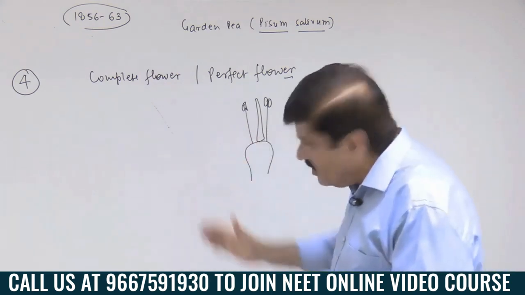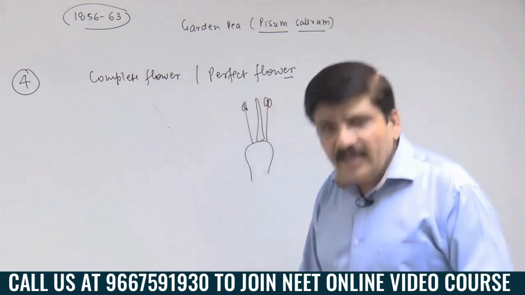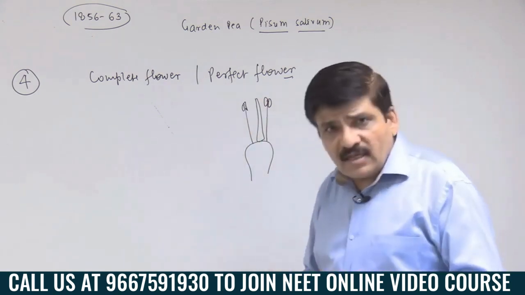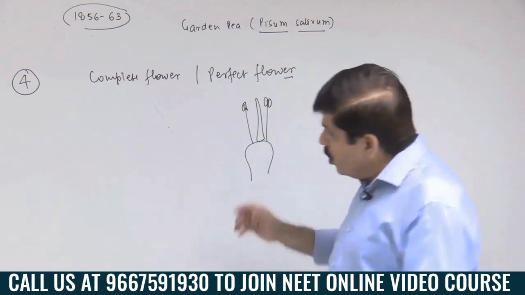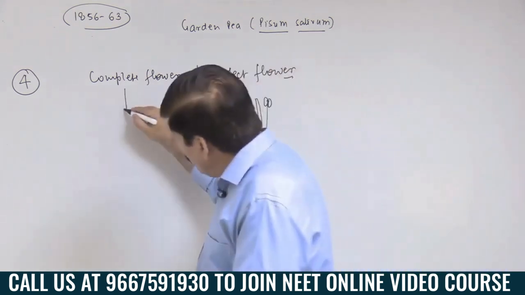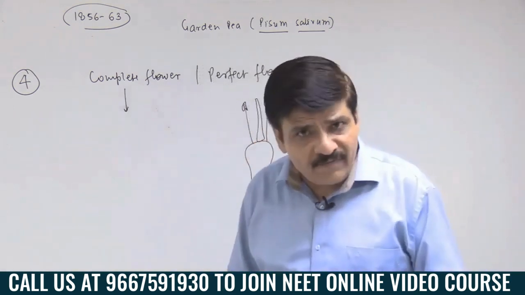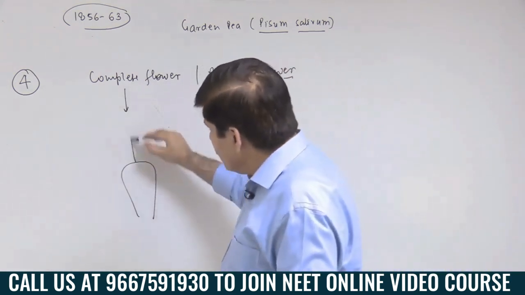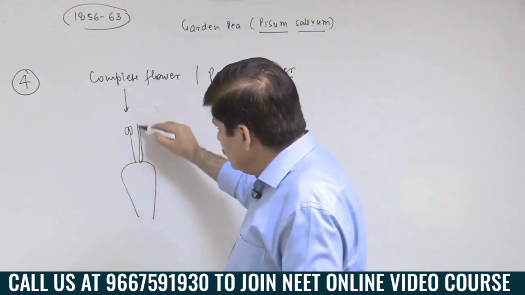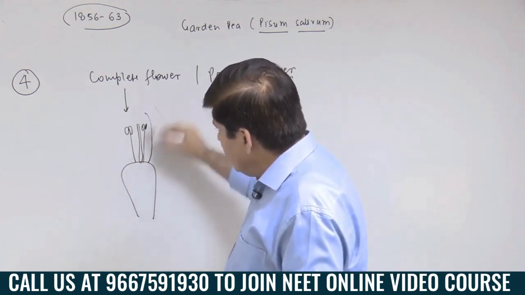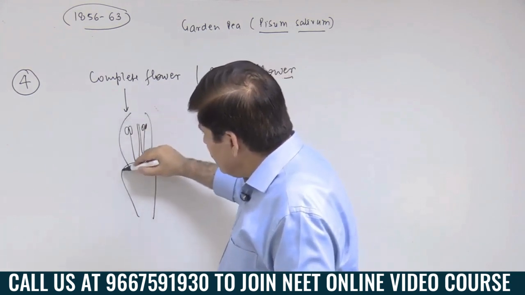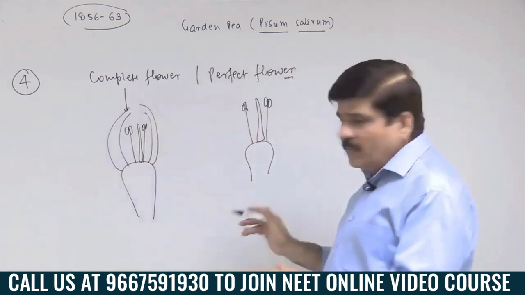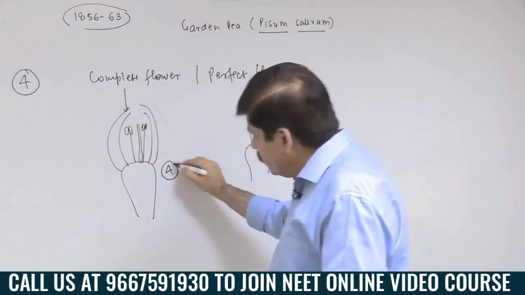And the two accessory whorls that do not directly take part in the reproduction would be the sepals and the petals, the calyx and corolla. So if a flower has all four, then it is called a complete flower. So this should be very simple. We are looking at a complete flower. We say it has androecium, it has gynoecium, it has calyx, and it has corolla. That means it has sepals as well as petals. So it has all four whorls.